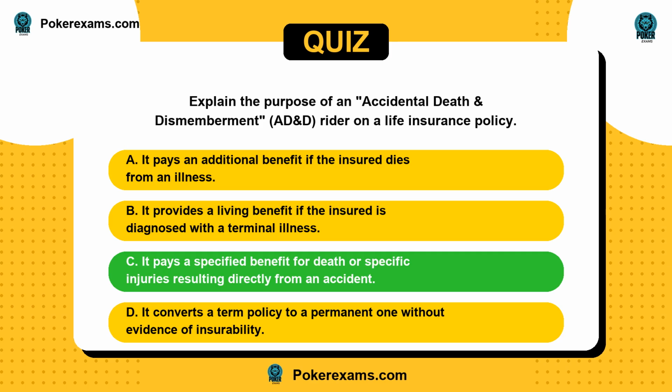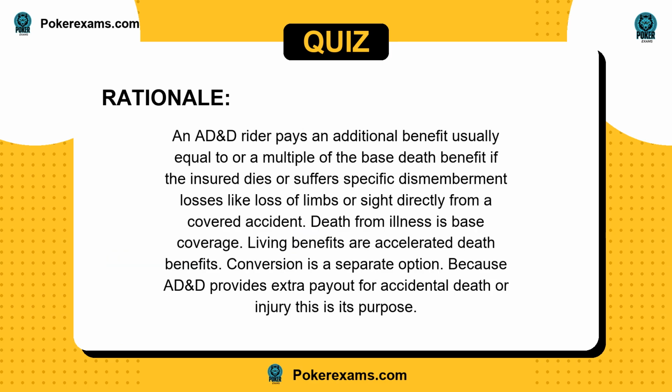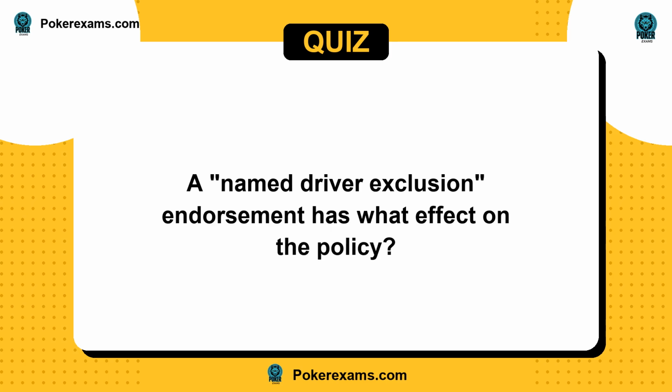The answer is C. An AD&D rider pays an additional benefit, usually equal to or a multiple of the base death benefit, if the insured dies or suffers specific dismemberment losses, like loss of limbs or sight, directly from a covered accident. Death from illness is base coverage. Living benefits are accelerated death benefits. Conversion is a separate option. Because AD&D provides extra payout for accidental death or injury, this is its purpose. Next question.